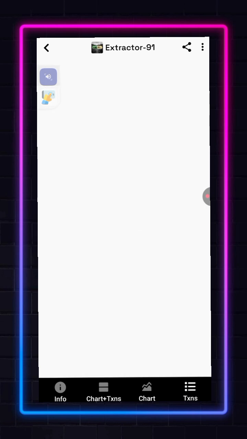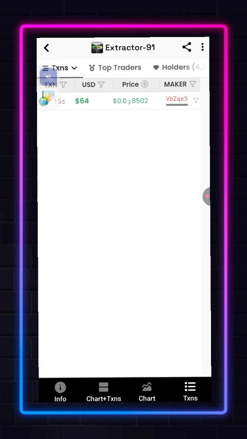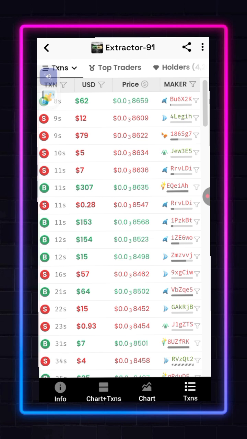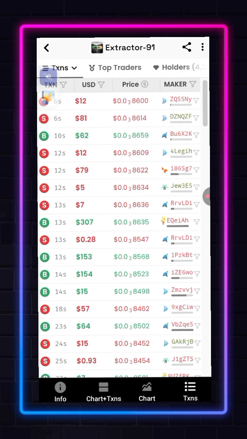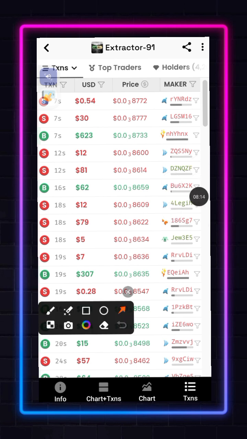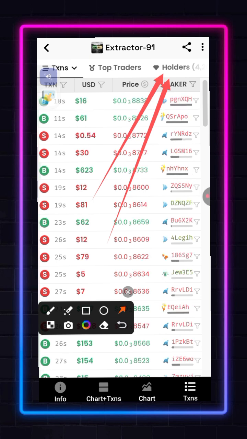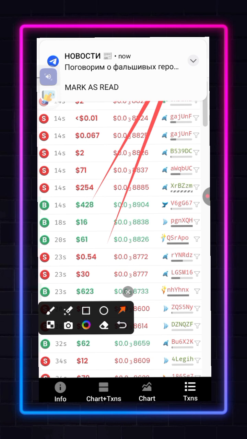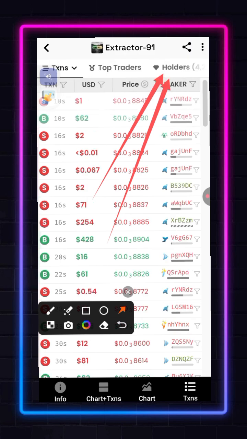So if you tap right here, you are going to see TXNS and then also top traders, right? These are the top traders currently. You see that people are buying and selling this particular token. But if you come right here, you will see holders, right? Any coin that you want to trade on Dex Screener, make sure that this coin has at least no less than 200 holders, right? Not only the holders, but also how many people hold most of that token.